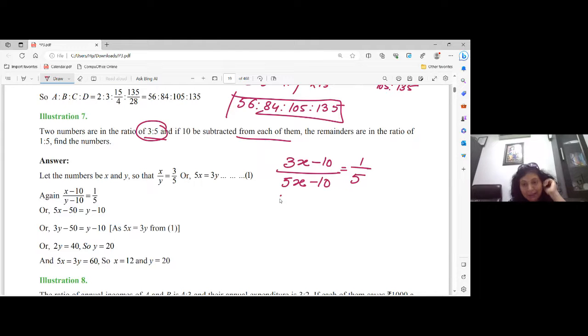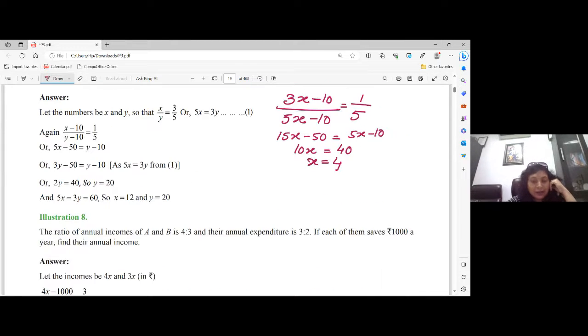Simply cross multiply: 15x minus 50 is equal to 5x minus 10. So 15 minus 5, 10x, is equal to minus 10 plus 50, which is 40. So x is equal to 4. So the first number is 12 and the other number is 20. This way we can solve such questions.